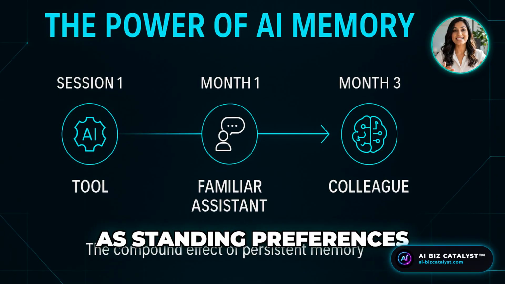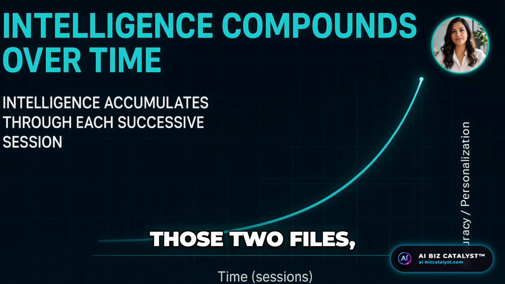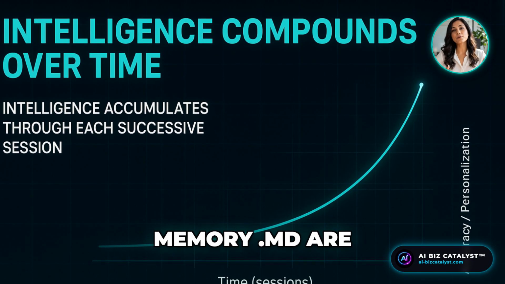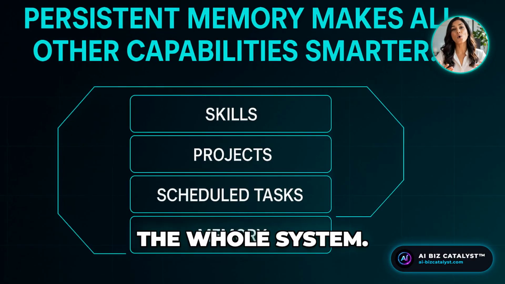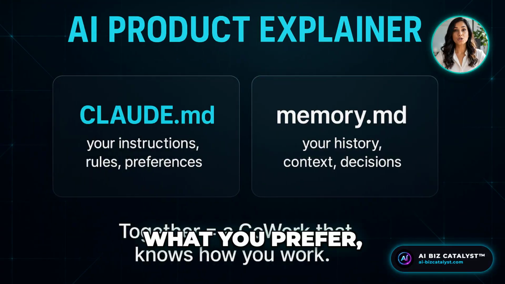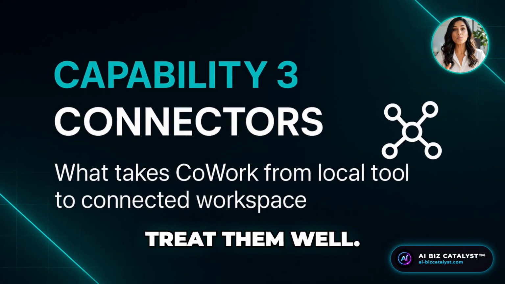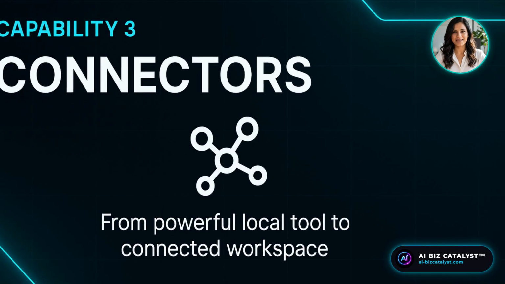CoWork will analyze your edits, articulate what you changed and why, and save those as standing preferences for every future summary. Those 2 files, Claude.md and memory.md, are the keys to the whole system. Everything CoWork knows about how you work, what you prefer, and what you've done together lives in those files. Treat them well. Capability 3 is what takes CoWork from a powerful local tool to a connected workspace.